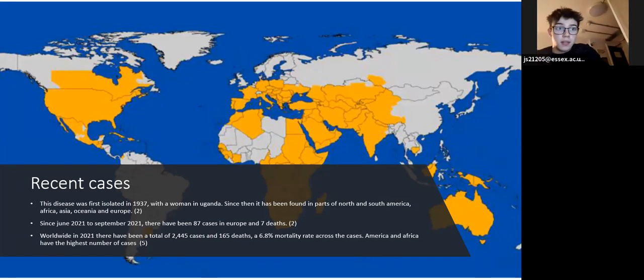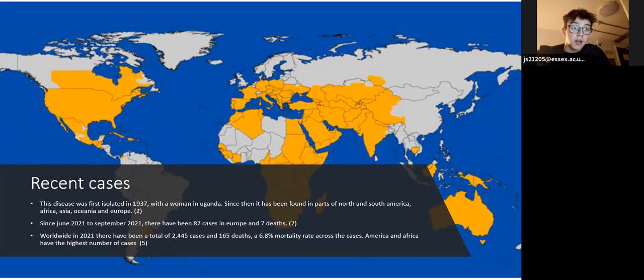Recent cases of this disease. So the first documented case of this virus was in 1937 with a woman in Uganda. And since then, it's been found in parts of North and South America, Africa, Asia, Oceania, and Europe. Since June 2021 to September 2021, there have been 87 cases in Europe alone and 7 deaths.